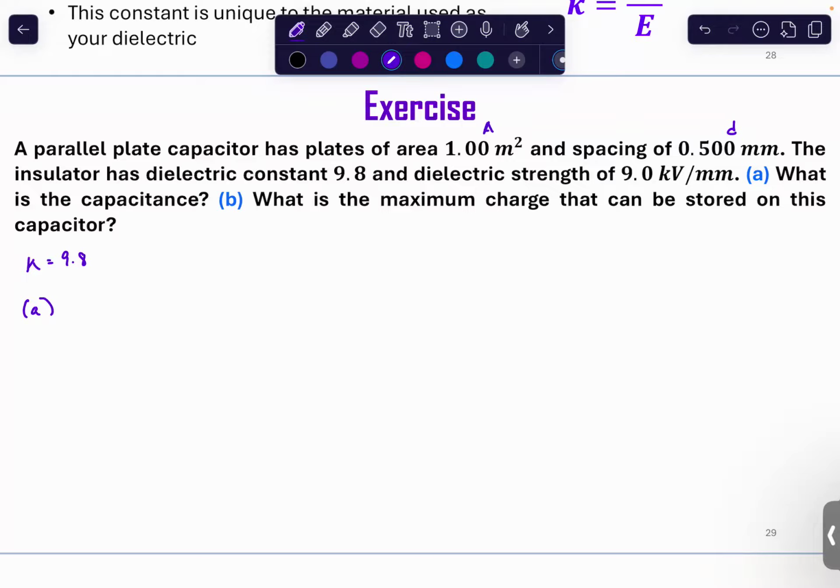But we want to know, let's see, what is the capacitance?